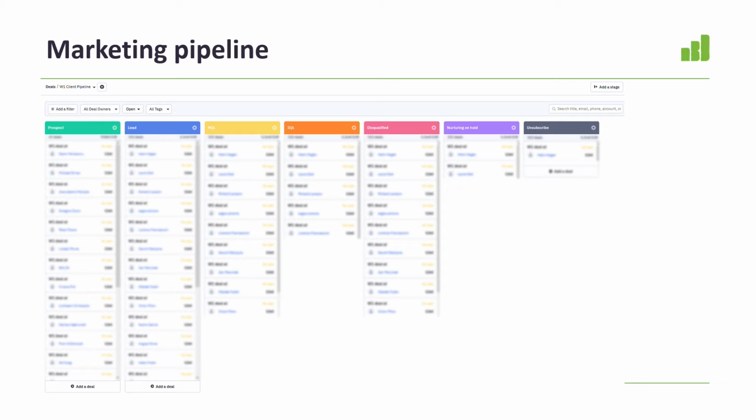Yes, and this kind of view is even available on mobile devices. You can have your chief executive at any point of time just pick up a mobile phone and check how the marketing pipeline looks, how many prospects there are, how many leads, how many marketing qualified leads, sales qualified leads, and so on.